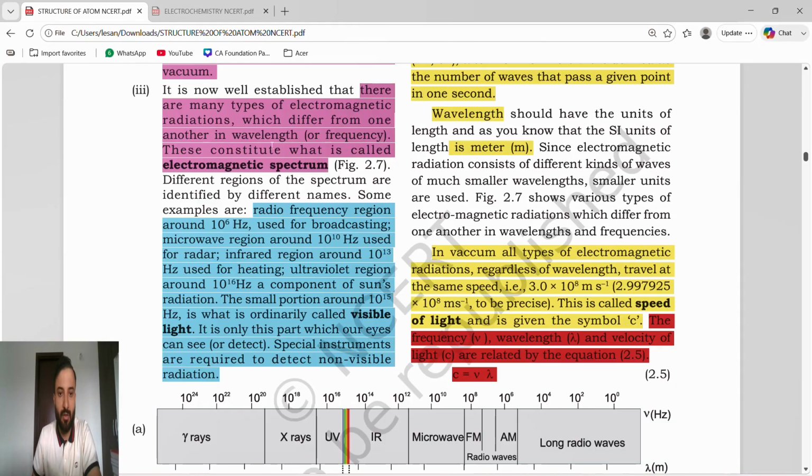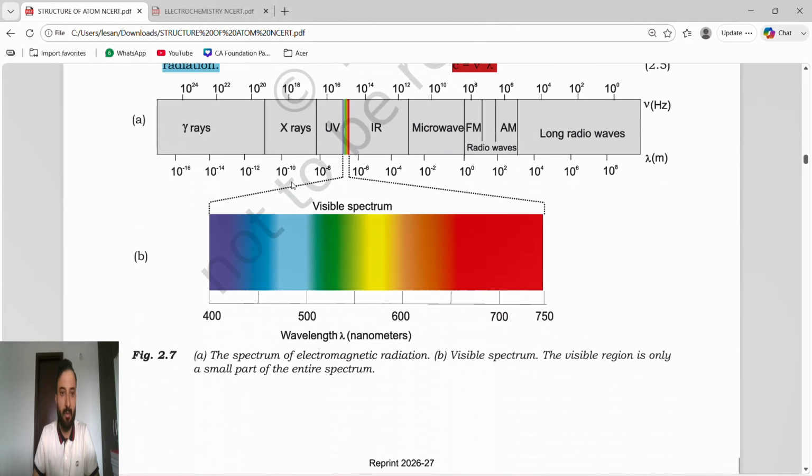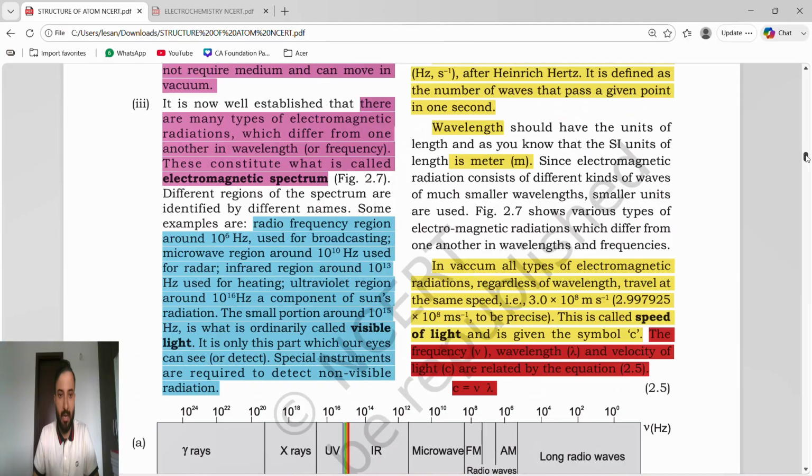So these constitute what is called the electromagnetic spectrum. Spectrum is nothing but, guys, different radiations each having its own frequency band or wavelength band. That's called electromagnetic spectrum. In the rainbow you studied the spectrum of light, correct?